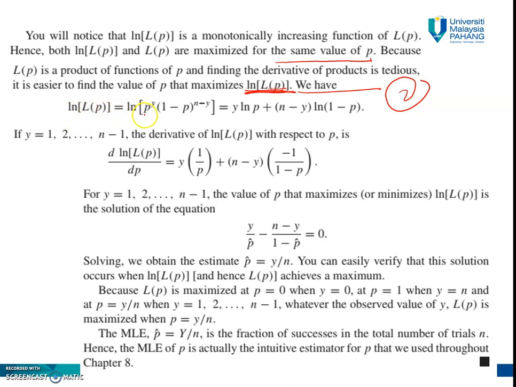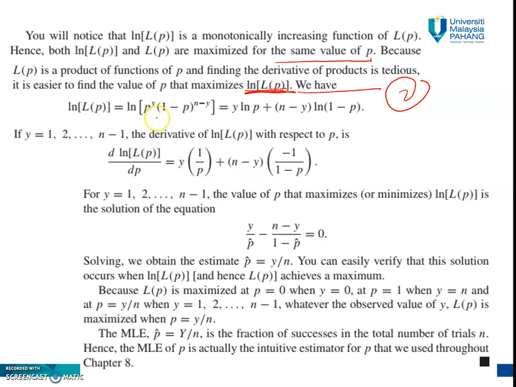You will get ln of P^y (1 minus P)^(n minus y). So when you take ln, you bring out the y, and you will have y ln P plus (n minus y) ln(1 minus P). Okay, so here, if y equals 1 until n minus 1, the derivative of ln L(P) with respect to P will be like this.